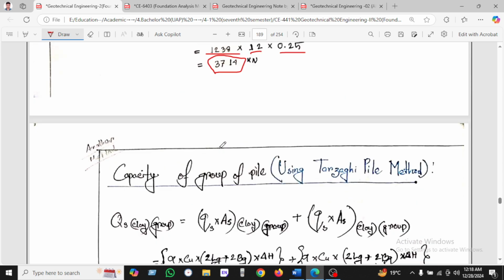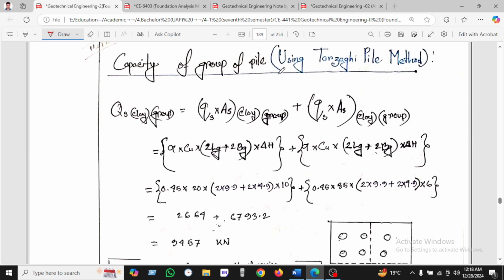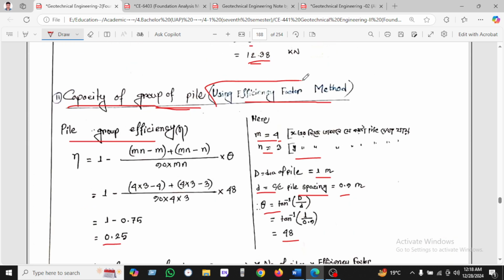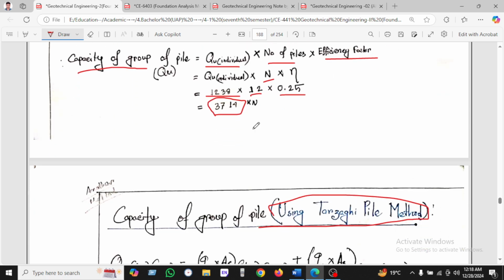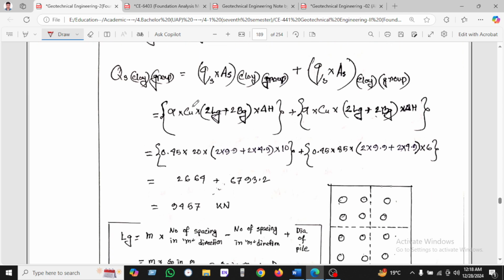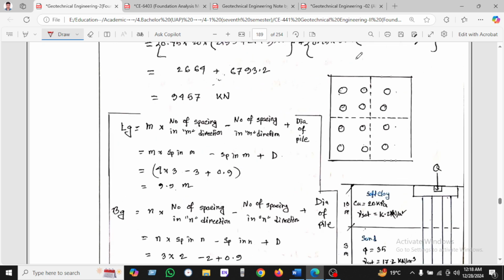Okay, so now we will again use the efficiency method, the Terzaghi method, because we have used this efficiency method, which is the factor method. In the same way we will use the Terzaghi pile method. So you can see all the method is given, the Lg and Bg. This is the Lg in the x direction. This is the vertical dimension, which is the Bg.